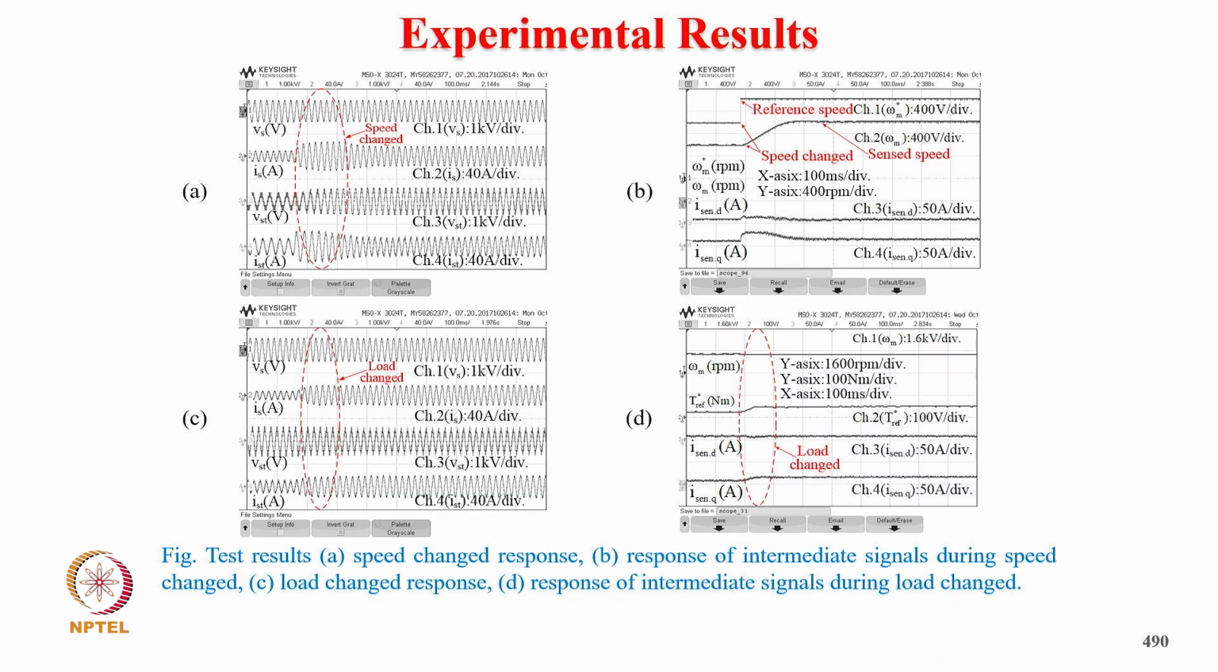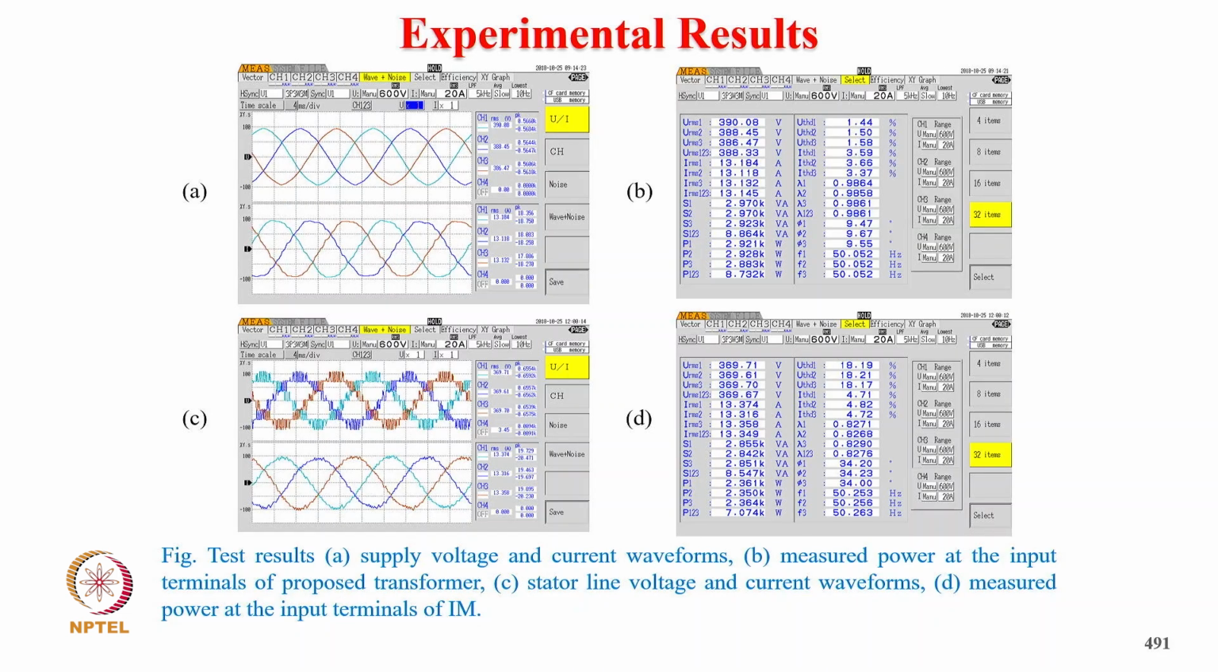These are the cases when speed is changed: supply voltage, supply current, and stator voltage, stator current. And that is for load change: supply voltage, supply current, stator voltage, stator current. And typically we have a reference speed and sense speed. We have the D axis, Q axis current for vector control. Similarly, we have the actual speed and reference torque, and D and Q axis current in vector control mode.